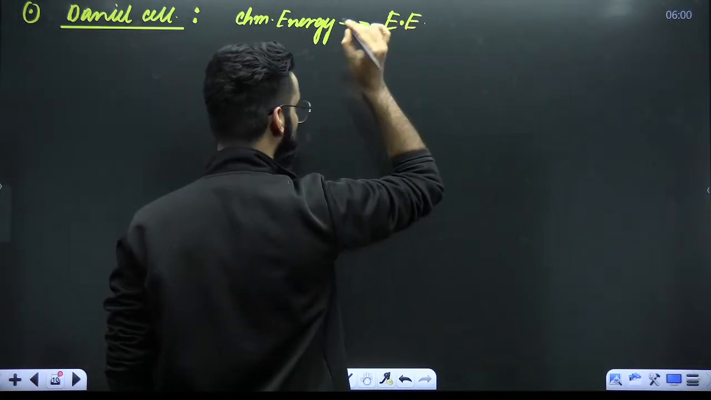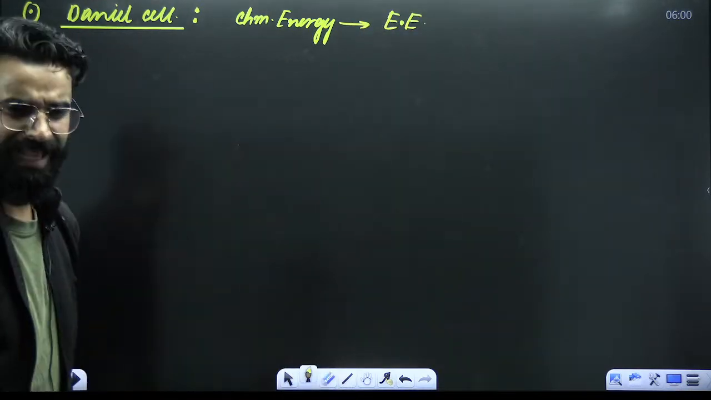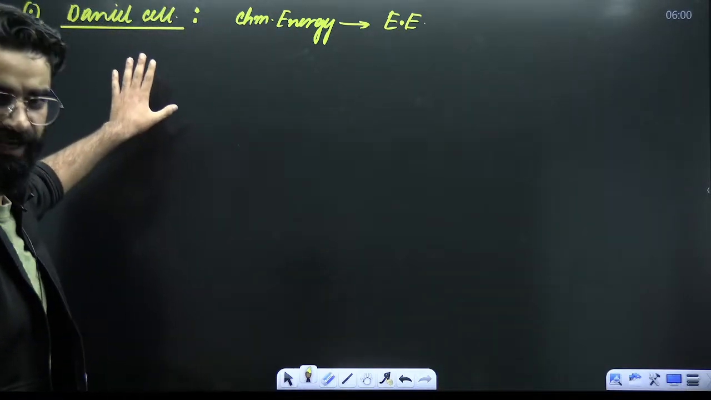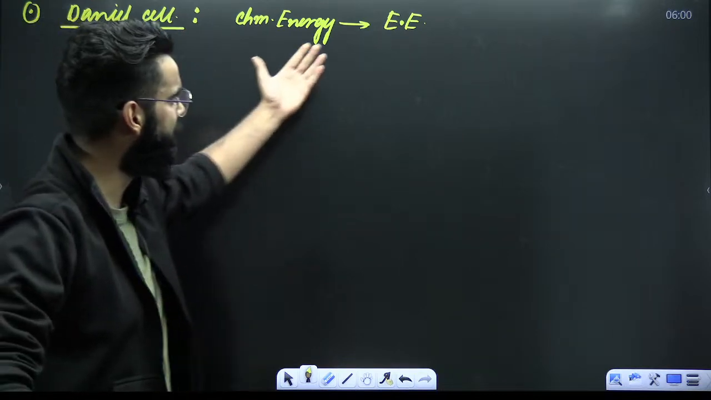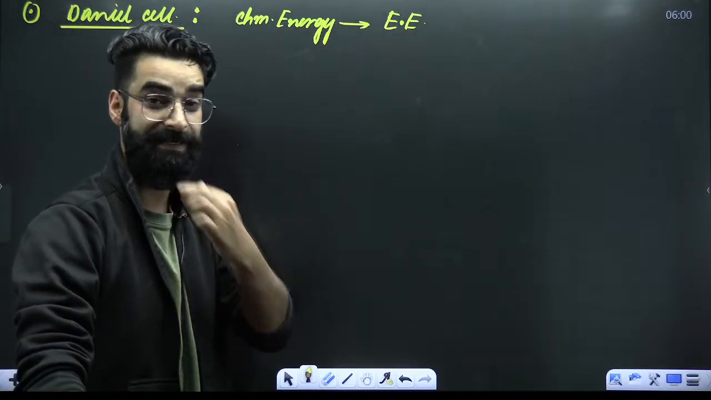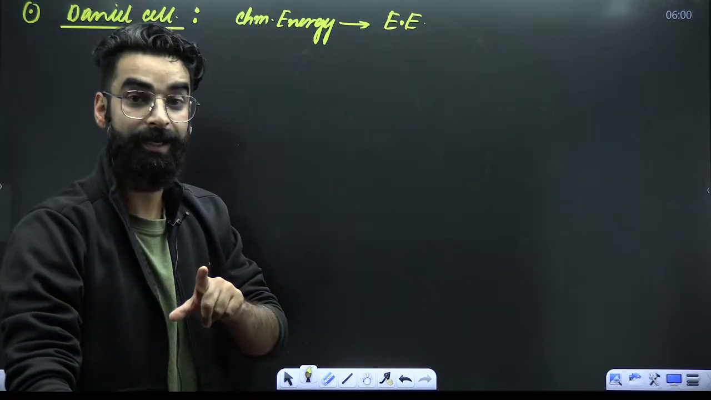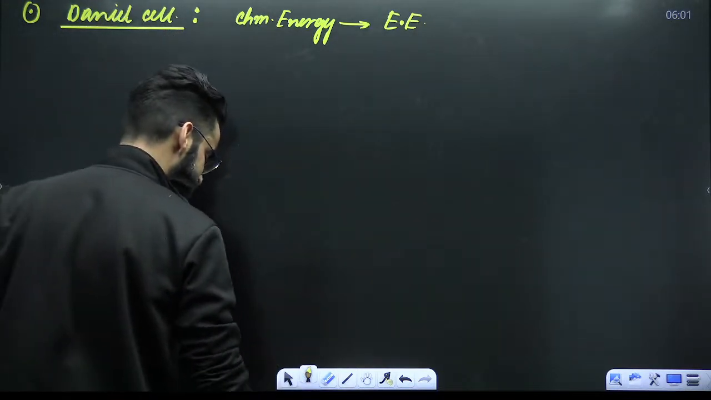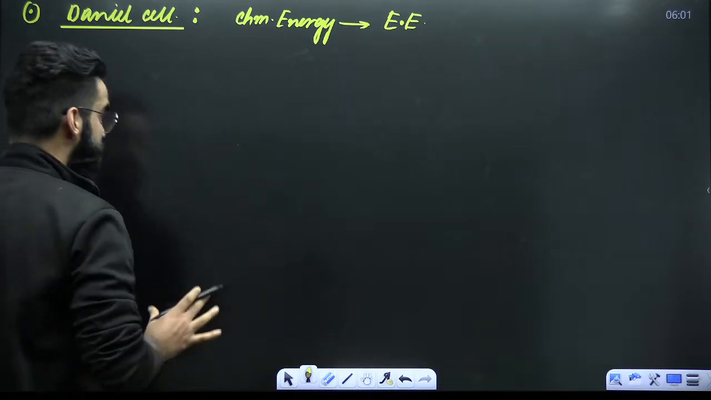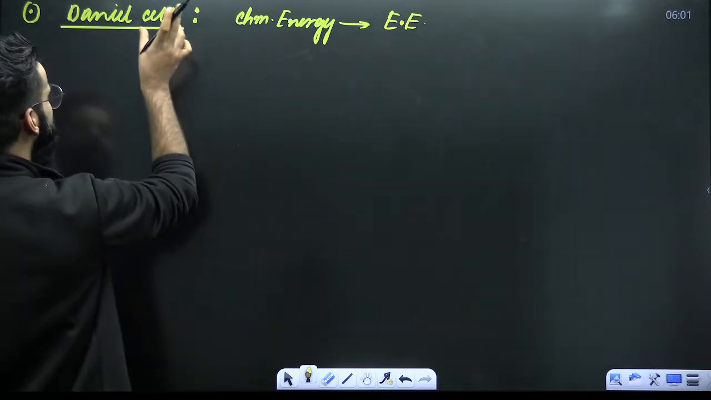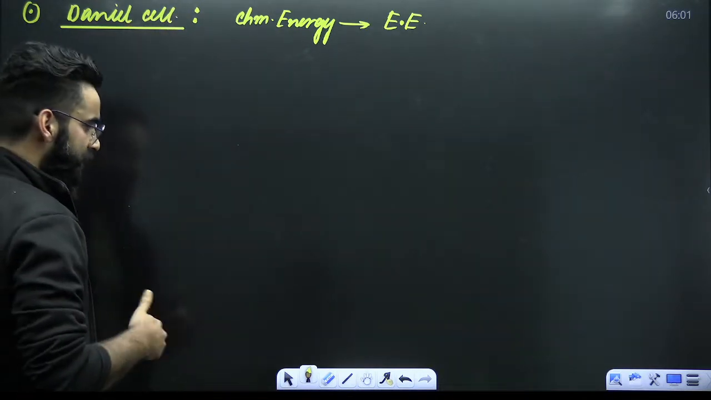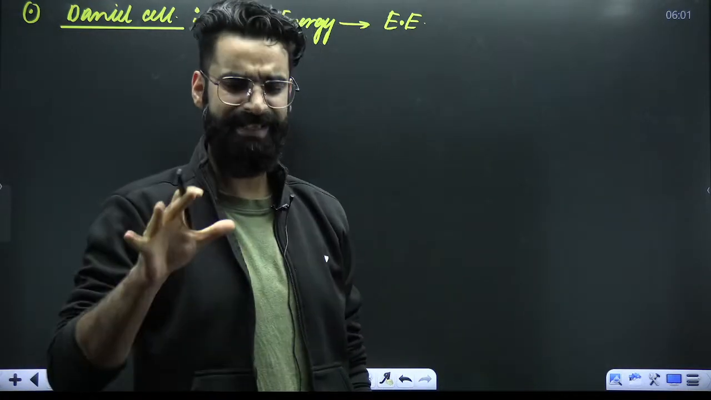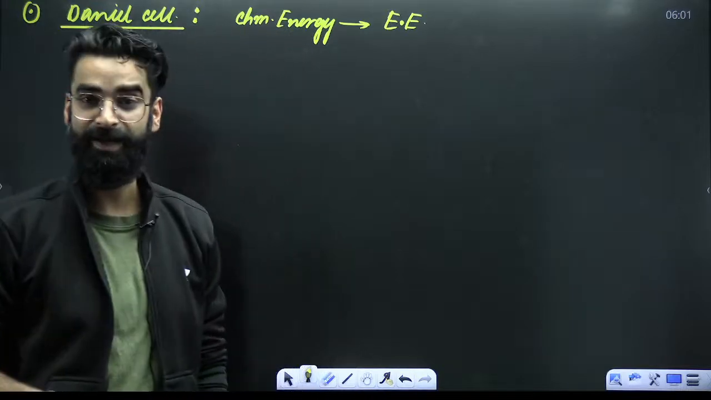Now the point is how? How is this Daniell cell, the most common example of the galvanic cell, going to convert chemical energy into electrical energy? That is the discussion here, right? But again, before that, there are a few points which you must know. See, guys, first of all, before going into the details of the Daniell cell, if I ask you how electrodes are made, you should exactly know how electrodes are made.